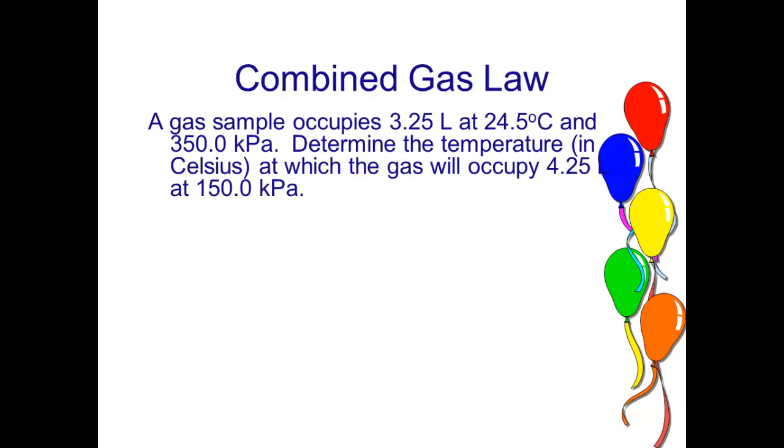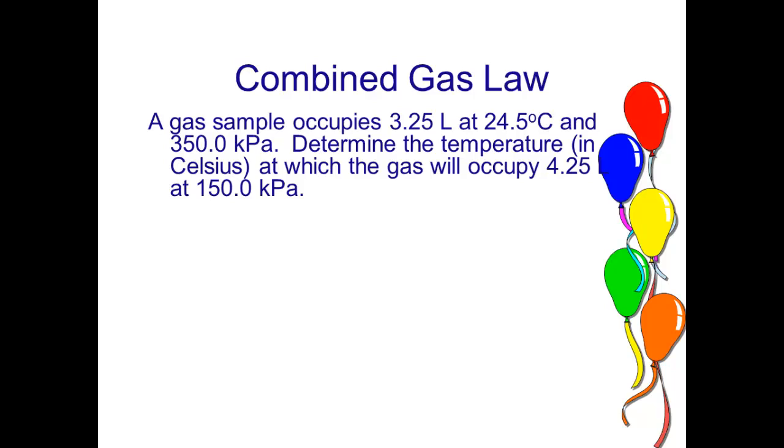Okay, ready for the next one? A gas sample occupies 3.25 liters at 24.5 degrees C and 350 kPa. Determine the temperature in Celsius at which the gas will occupy 4.25 liters at 150 kPa. So decide what we have and what we're looking for.